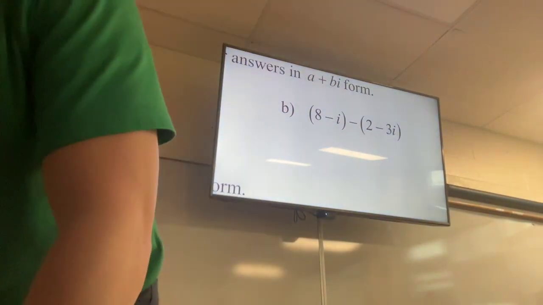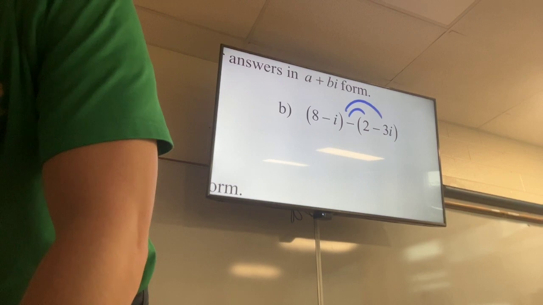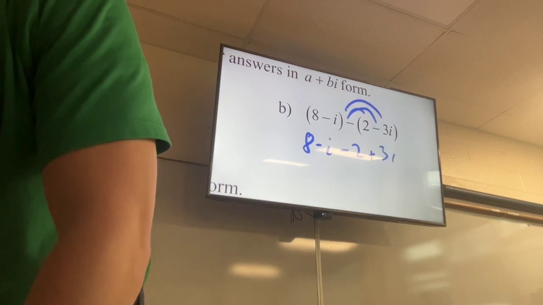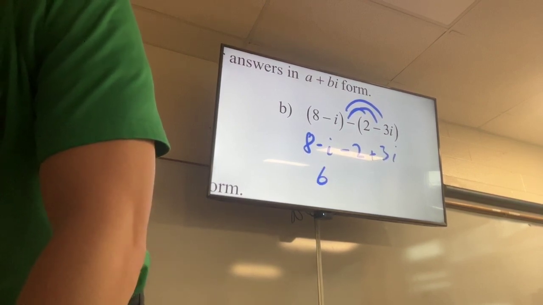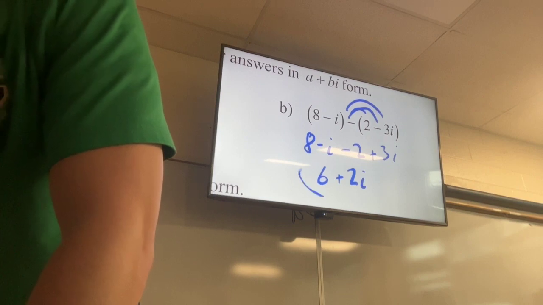So remember, I like to distribute the negative. So 8 minus I minus 2 and then plus 3i. Combining like terms, we get 6. That 8 and that minus 2 combine to 6. And the 3i and the minus I combine to plus 2i. Okay?